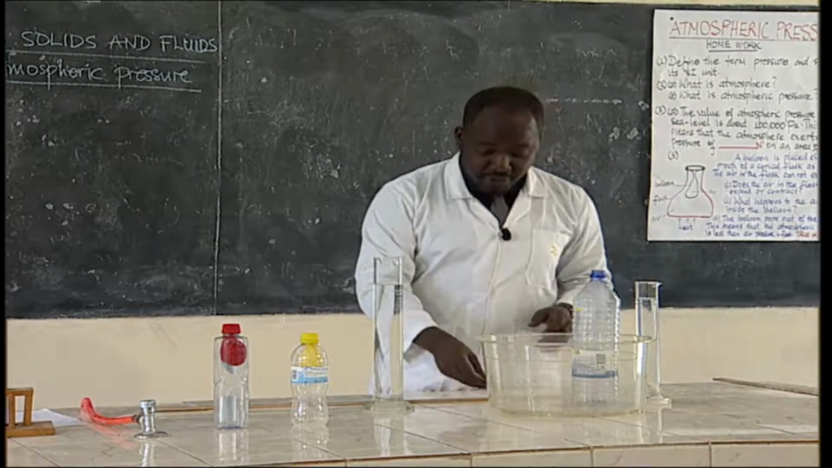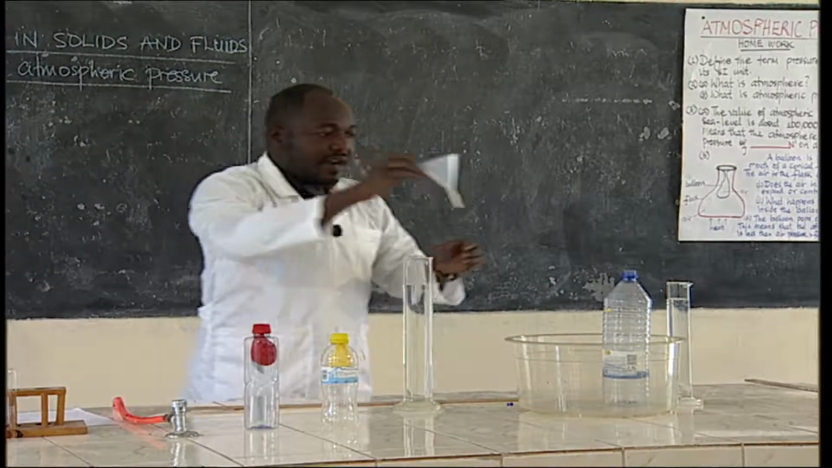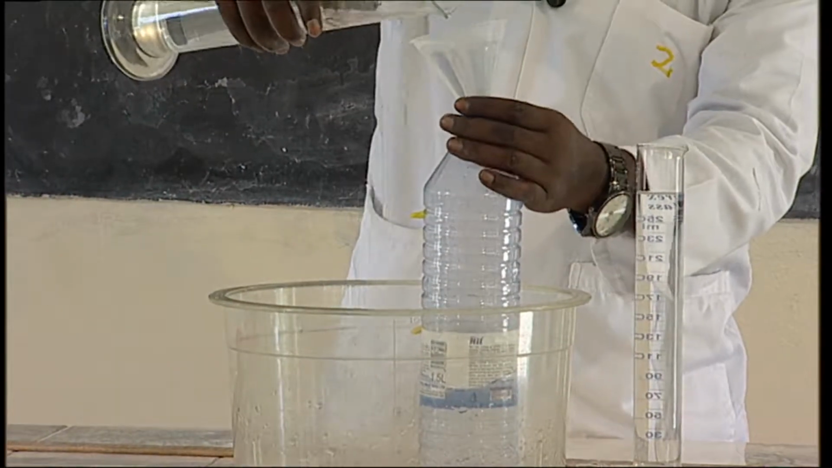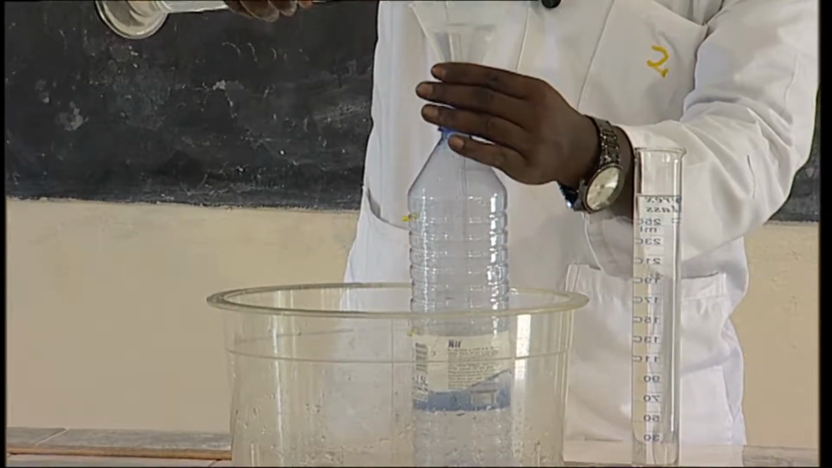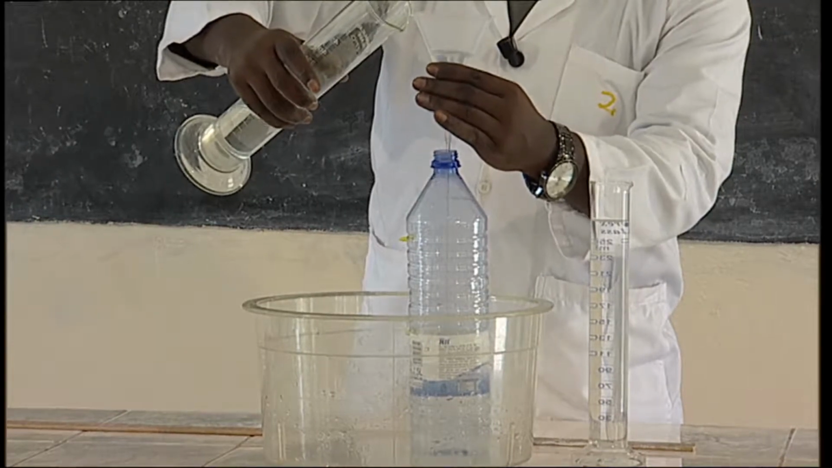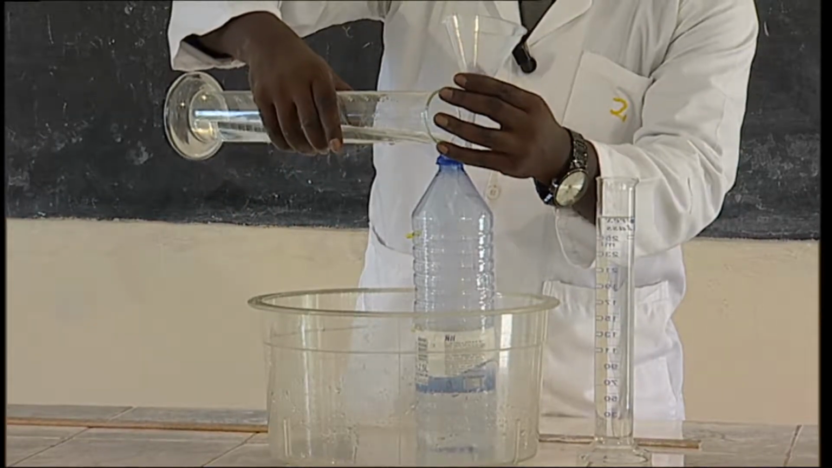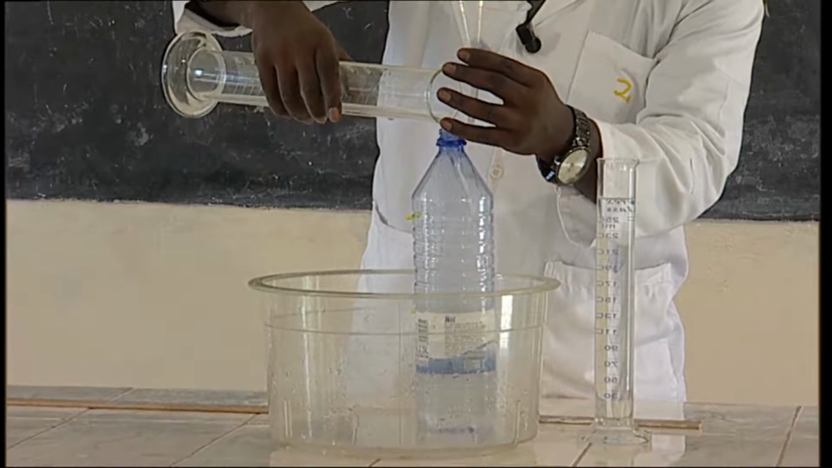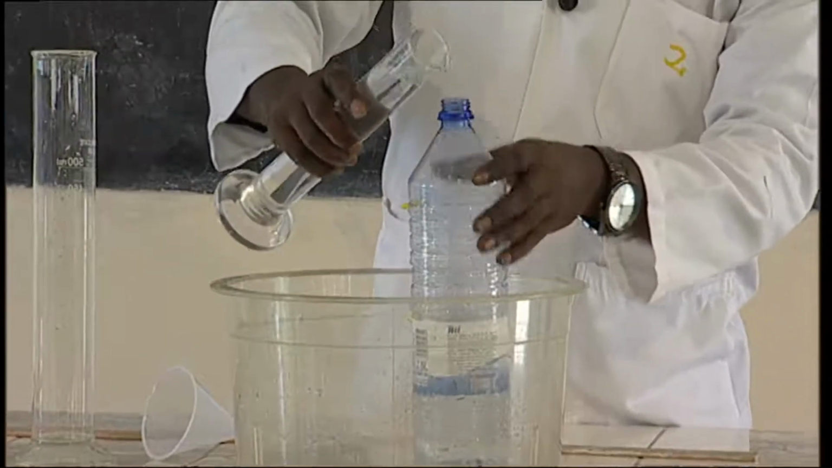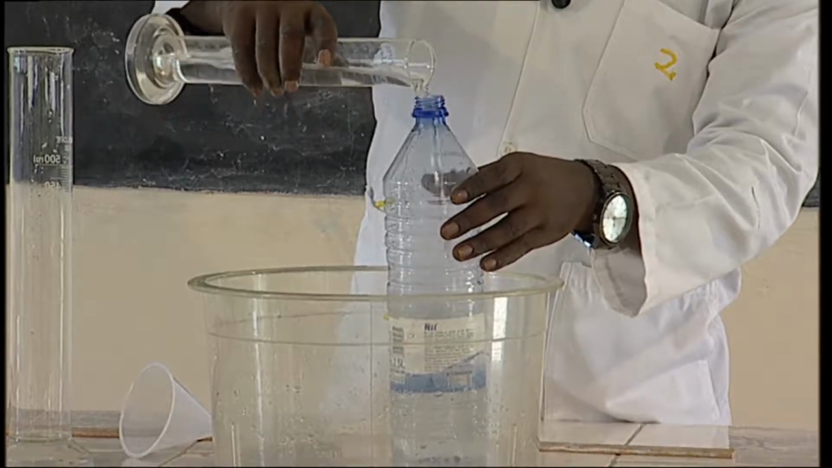So I'm going to fill up this bottle with water. So I'll get my funnel and then fill it up with water. Funnel is quite small. The outlet is small. That's why water poured out. So let me try to do it quickly. I'm going to add more water until the bottle is full.